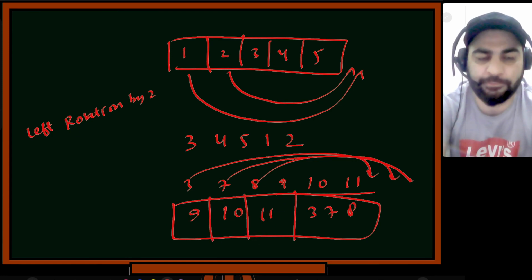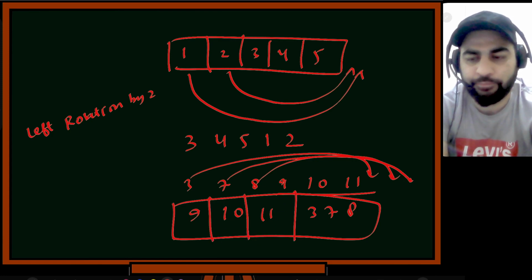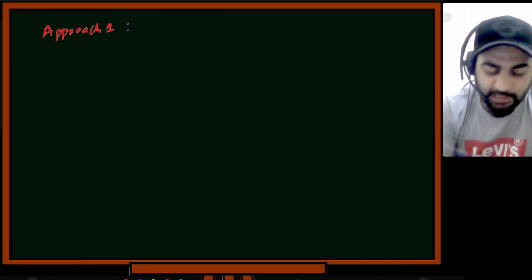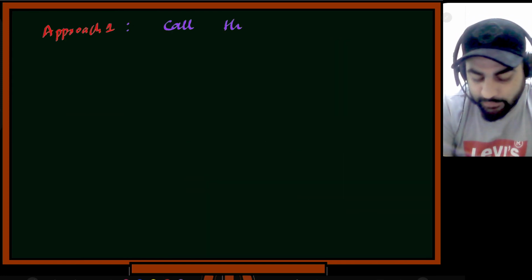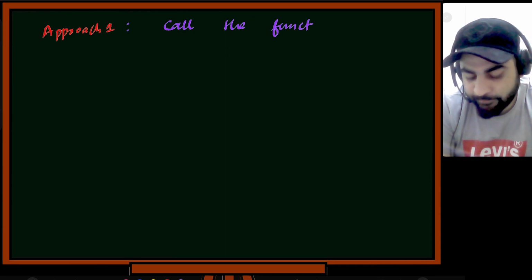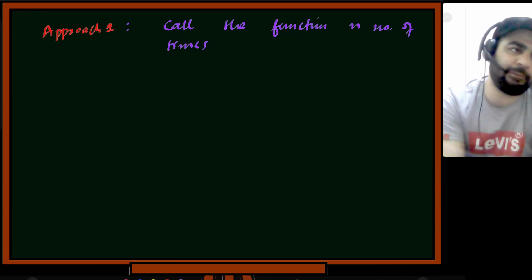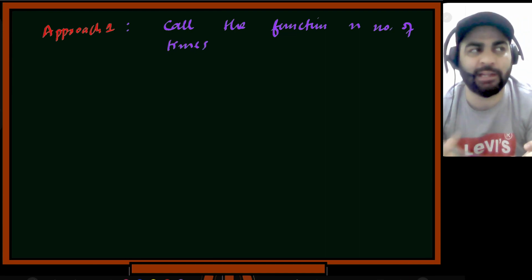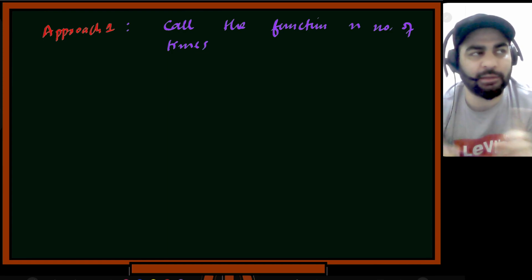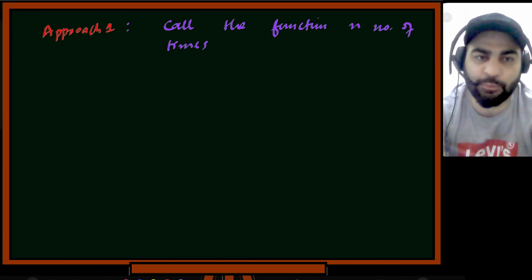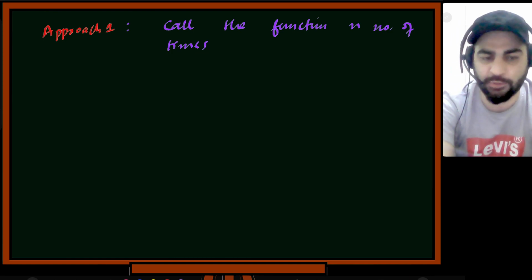So this is the question. Think about it and tell me the approach. Approach 1, said by Rian, is that we'll call the function n number of times. Because in the previous question we made a function that was rotating by one element, now we have to rotate n times, so we'll call the function n times. But let's analyze this approach. I won't say this is a wrong approach, it's a good approach.